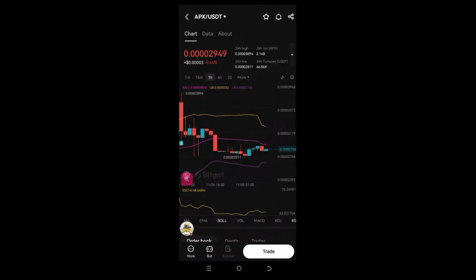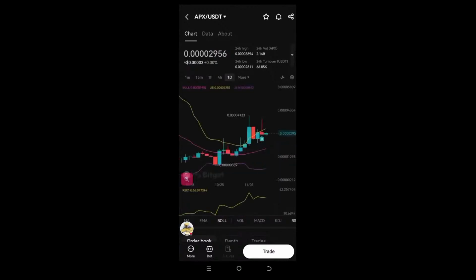And the two platforms I'm going to be talking about here, which are BitGet and KuCoin, they don't have parabolic SAR. They only have Bollinger Bands. And those two trades are still waiting, right? But anyways, look at it. This is a new coin. Let me put one day here to show you something.